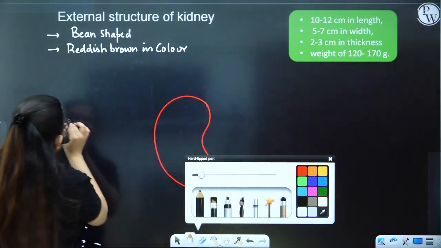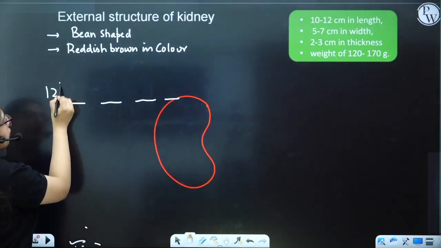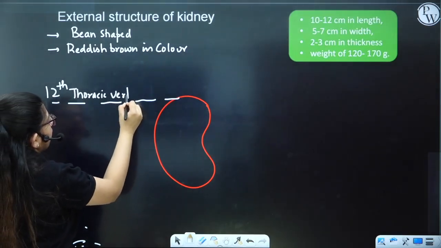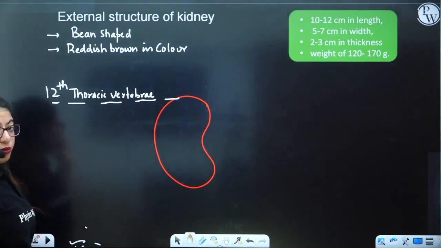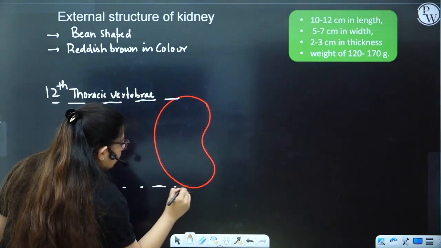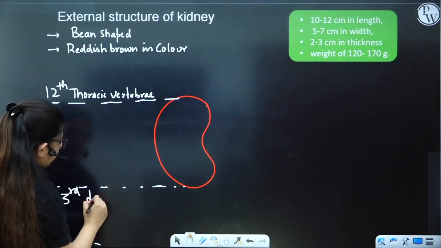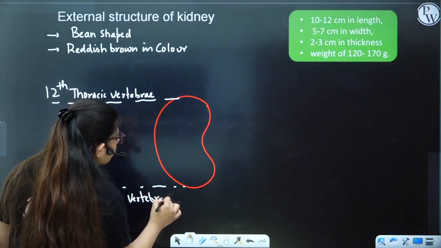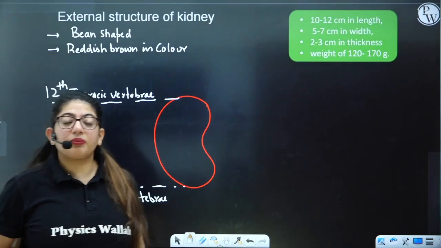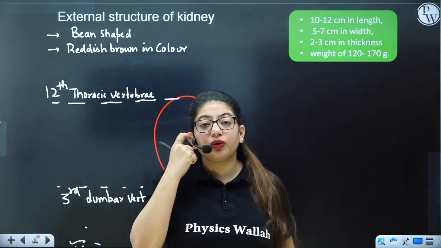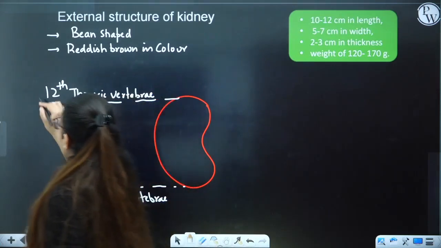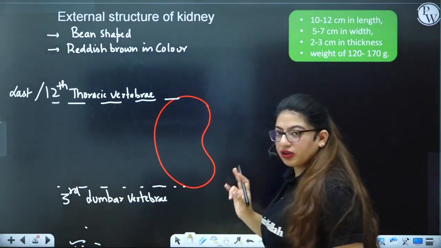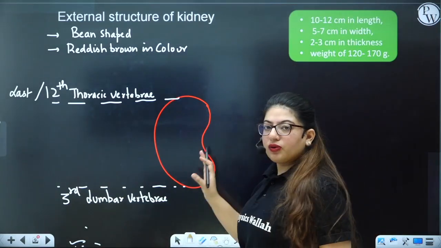Its exact location is between the 12th thoracic vertebra, I hope you all understand what a vertebra is, these are small bones in the vertebral column, and the 3rd lumbar vertebra. That is its exact location. Sometimes they may give you the option last thoracic and 3rd lumbar. This is also correct. Why? Because thoracic vertebrae total 12 only. Okay. So the 12th thoracic, or they may give you the option of the last thoracic, so do not get confused. So the color is reddish brown and the shape is bean shape.